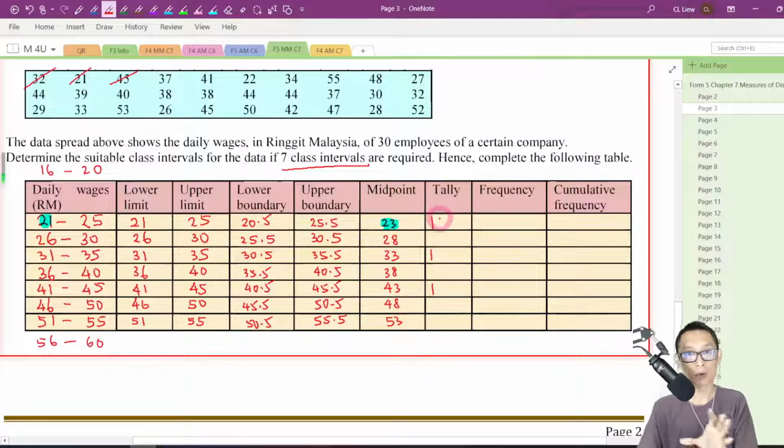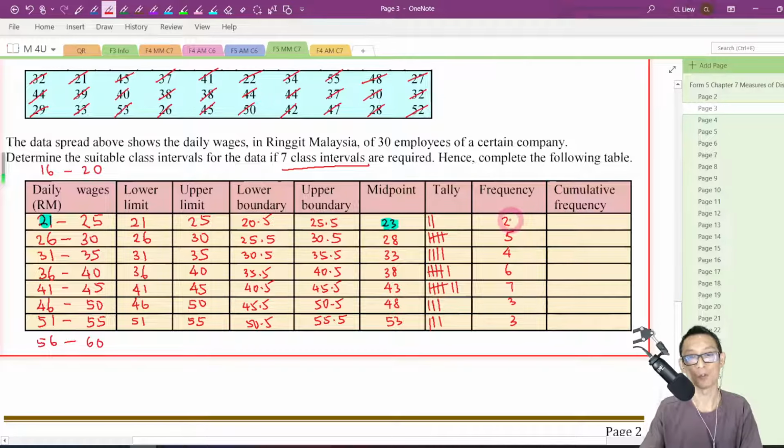Now you can try to pause the video and try to calculate. Hopefully you get all the frequencies correctly. Okay, these are the frequencies for each class interval: 2, 5, 4, 6, 7, 3, and 3. Hopefully you did it correctly. Okay, next let's learn what a cumulative frequency is.